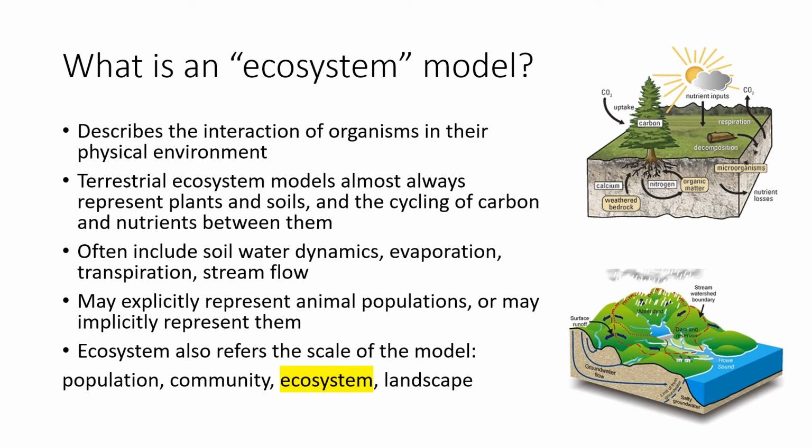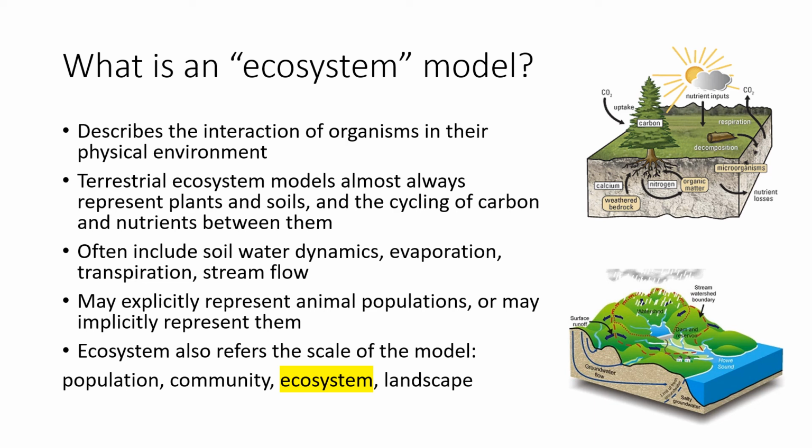So what is an ecosystem model? Well, an ecosystem is the interaction between organisms and their environment, so that's what an ecosystem model tends to represent, the interactions between organisms and their environment. And in the case of the models we've been talking about, the organisms are the microbes, and the environment is the soil and the biosphere. In terrestrial ecosystem models, they almost always represent plants and soils, and the cycling of carbon and nutrients between the plants and soils. Not all ecosystem models are terrestrial. I'll show you an example in a second.